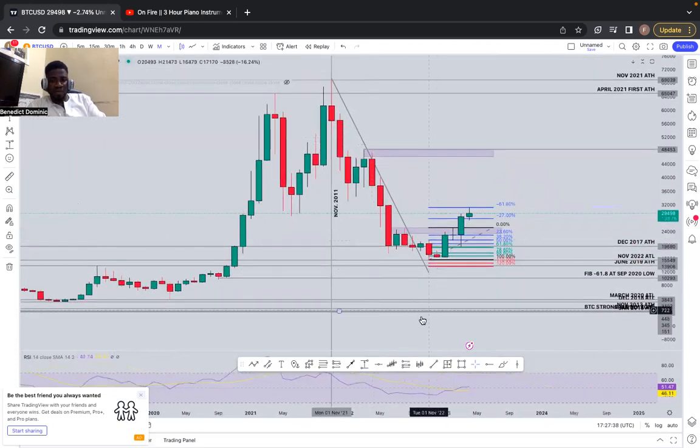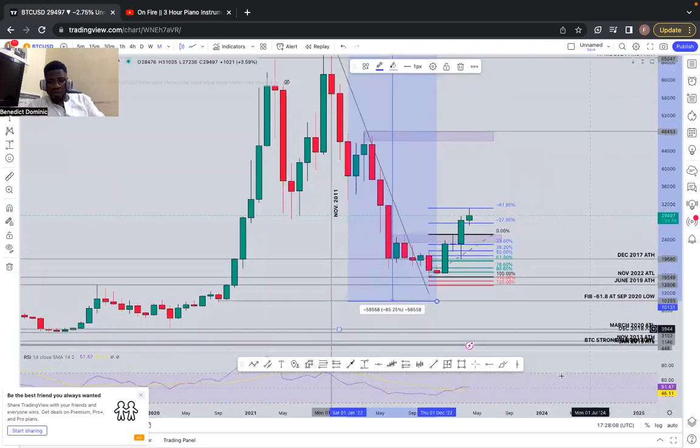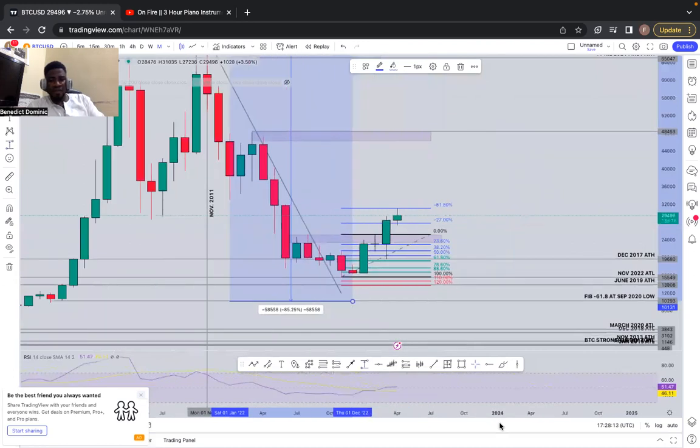Bitcoin has not yet dropped fully. So we always expect this. This is still 73. So we always expect Bitcoin to drop 84 or 85. I don't know why I mark this place, but I'm a good analyst. Let me tell you something. This thing I marked here, this is where Bitcoin will come to. And Bitcoin will come here next year, 2024.